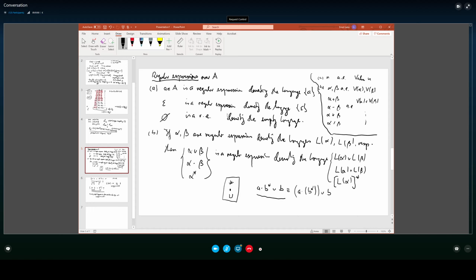And what does that automaton in each case have to do? Well, the automaton for the regular expression A must accept exactly the language consisting of the letter A. The non-deterministic finite automaton for epsilon must accept exactly the language consisting of the empty string. And finally, the non-deterministic finite automaton for phi must accept exactly nothing.